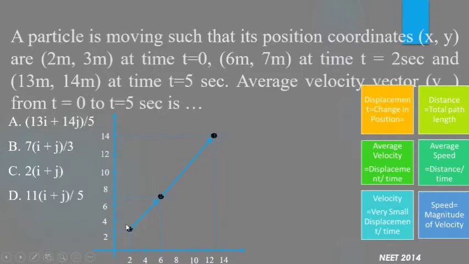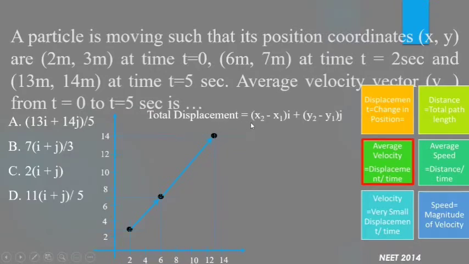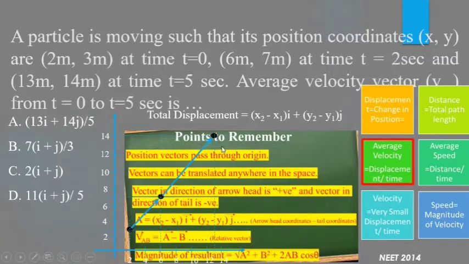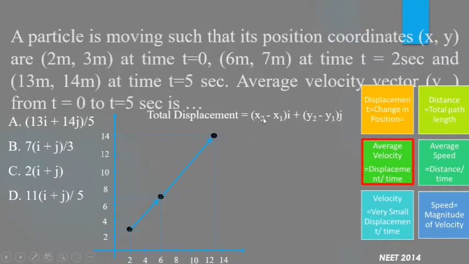In 5 seconds, total displacement is from this point to this point. So we are interested to find out this total vector or change in position. This total change in position can be found by using this formula, because it is the vector passing through two different points. So total displacement is x2 minus x1, that is x2 is 13 and x1 is 2. So 13 minus 2 i, and y2 is 14, y1 is 3. So 14 minus 3 j. It becomes 11i plus 11j.